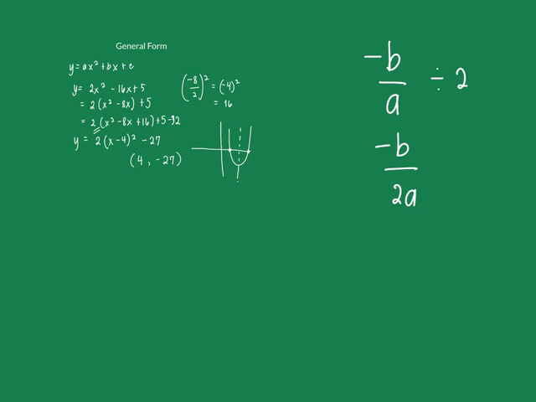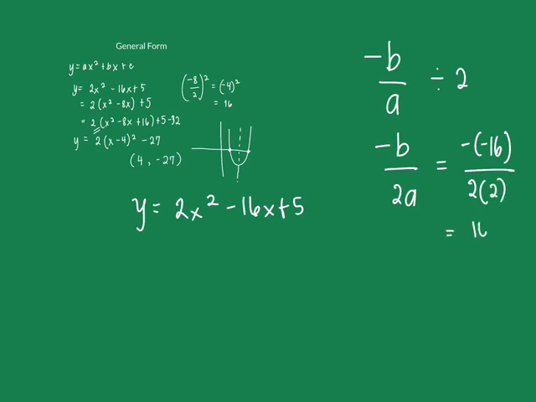So using our previous example, the same example, y equals 2x squared minus 16x plus 5. If we substitute the values for negative b, that's going to be negative of negative 16 divided by 2 times 2, which is the value of our a. And we will get 16 over 4, or simply 4. And there you have it. We already now have the x-coordinate of our vertex. Now, how do we find the y-coordinate? Can you think about it for a few seconds?